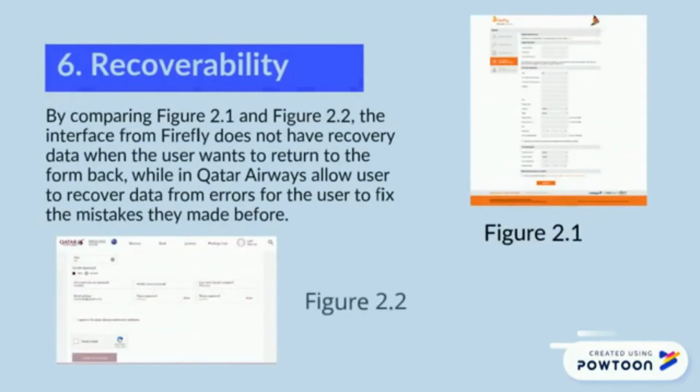By comparing Figures 2.1 and 2.2, the interface from Firefly does not have data recovery when the user wants to return to the form, while Qatar Airways allows the user to recover data from errors so the user can fix the mistakes they made before.